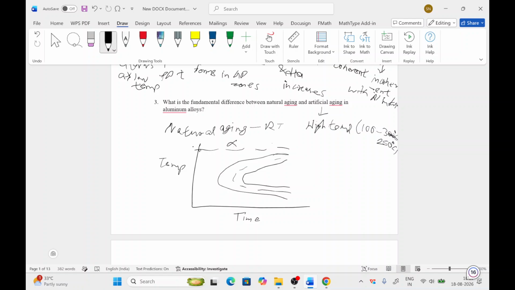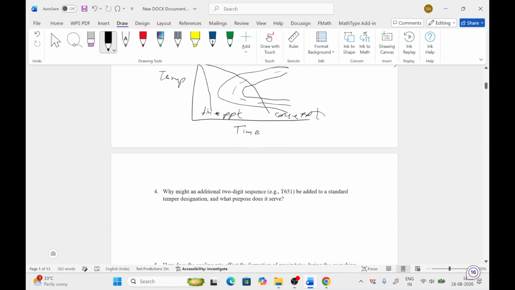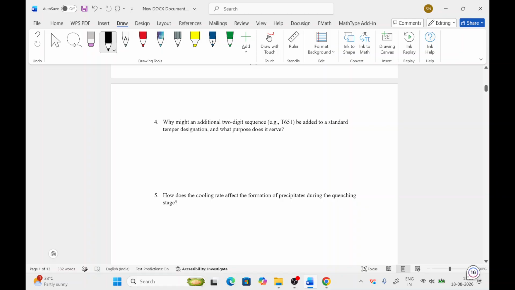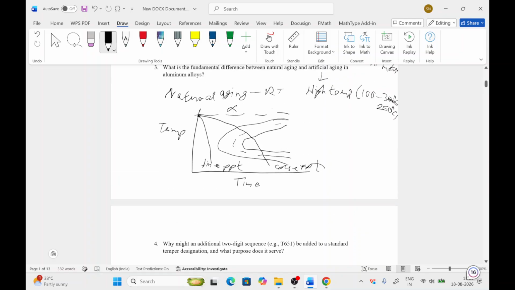So this is the rate. If this is done at a low quenching rate, then coarse precipitate is achieved. And if we do it at a higher quenching rate, then we obtain fine precipitates. Next is, yeah, so the cooling rate effect comes in this.